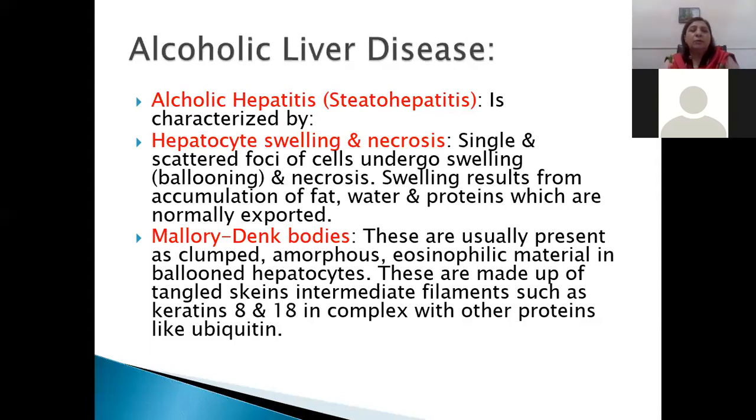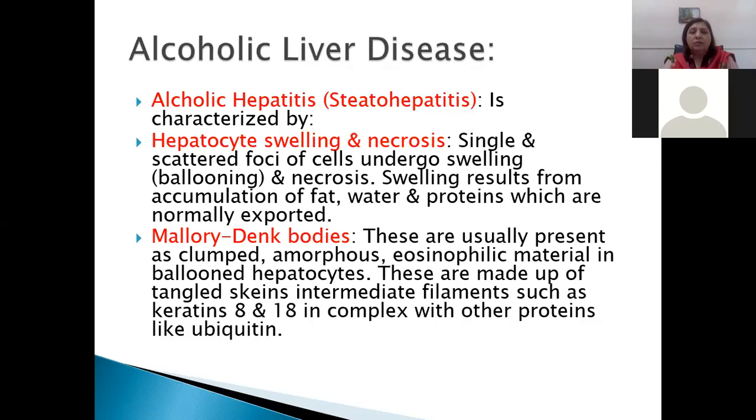Alcoholic hepatitis, steatohepatitis, is characterized by hepatocyte swelling and necrosis. Single and scattered foci of cells undergo swelling, ballooning, and necrosis. Swelling results from accumulation of fat, water, and proteins, which are normally exported out of the hepatocyte. So what happens is the liver is still enlarged, the hepatocytes become swollen, and there is necrosis of hepatocytes as well. The swelling is of ballooning type, and then these swollen cells undergo necrosis. Why does this swelling occur? It occurs because of the accumulation of fat within the hepatocyte with water and proteins as well, which normally are exported out of the hepatocyte.